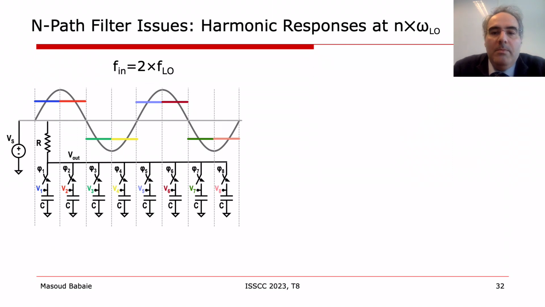The second problem is the harmonic responses of the M-pass filter. For example, if we apply a signal at twice LO frequency, again we see that the signal fits very well with the duration of 8 LO phases, and each capacitor always observes and samples the same part of the sine wave. Consequently, different DC voltages are stored in the baseband capacitors, and the output node is the staircase approximation of the input signal. This means that we have another bandpass filter around the second harmonic of the LO frequency.